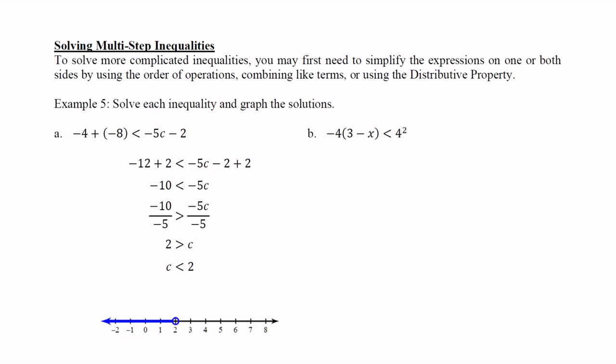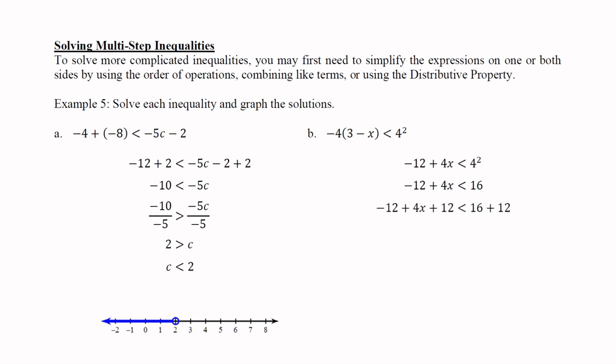For B, we have to distribute the negative 4 to the 3 minus x, so we have negative 12 plus 4x is less than 4 squared. Then we're going to square the 4. That gives us 16, because remember, 4 squared is the same as 4 times 4.